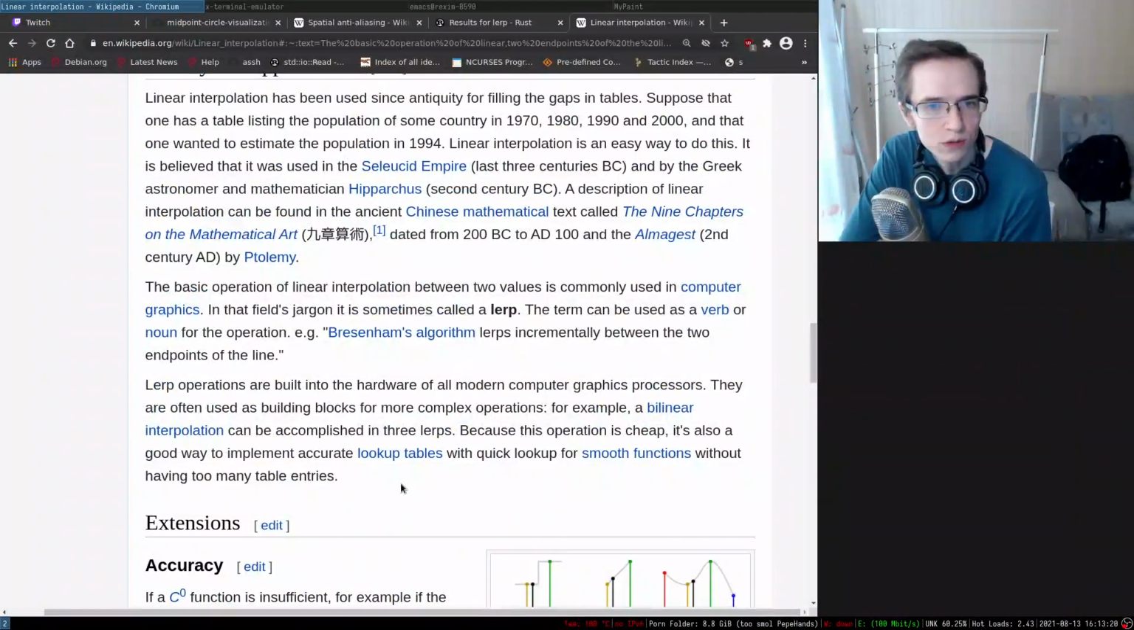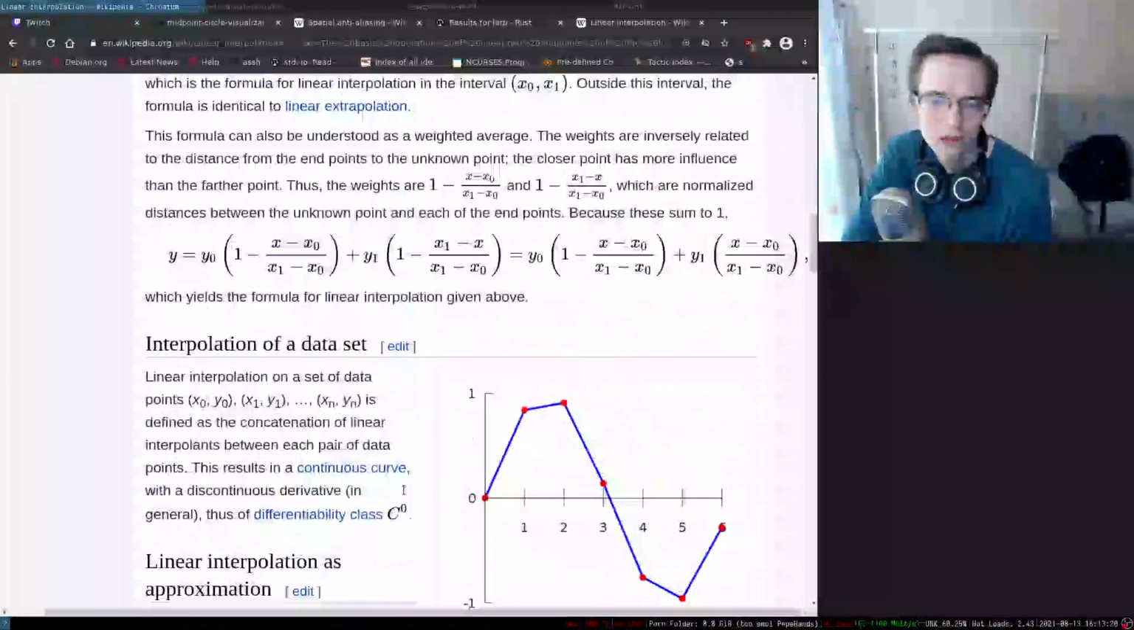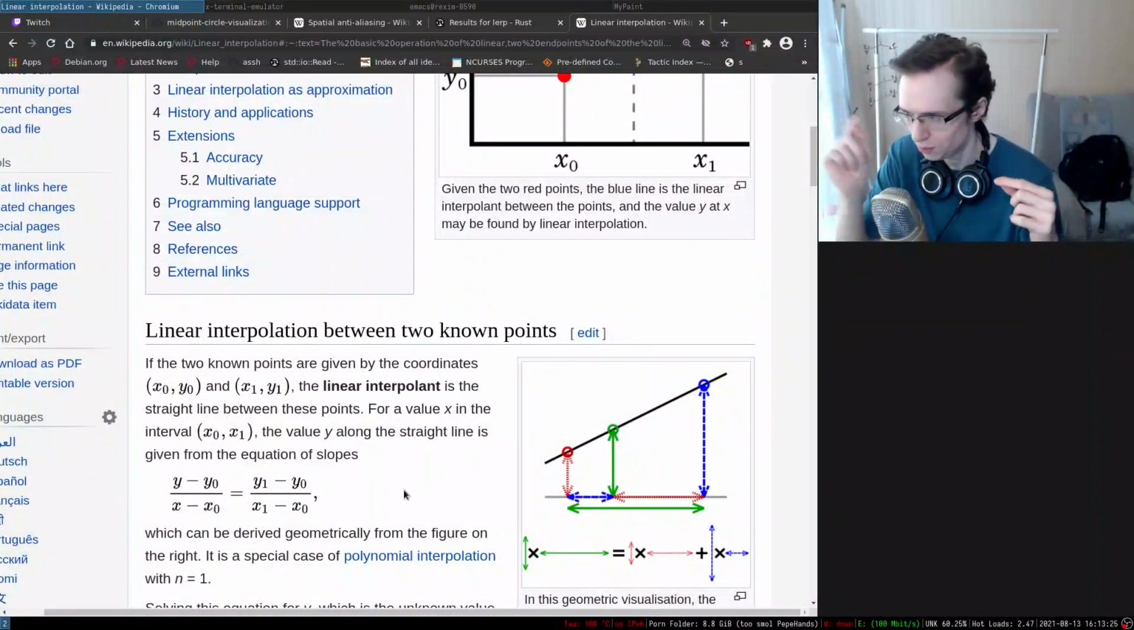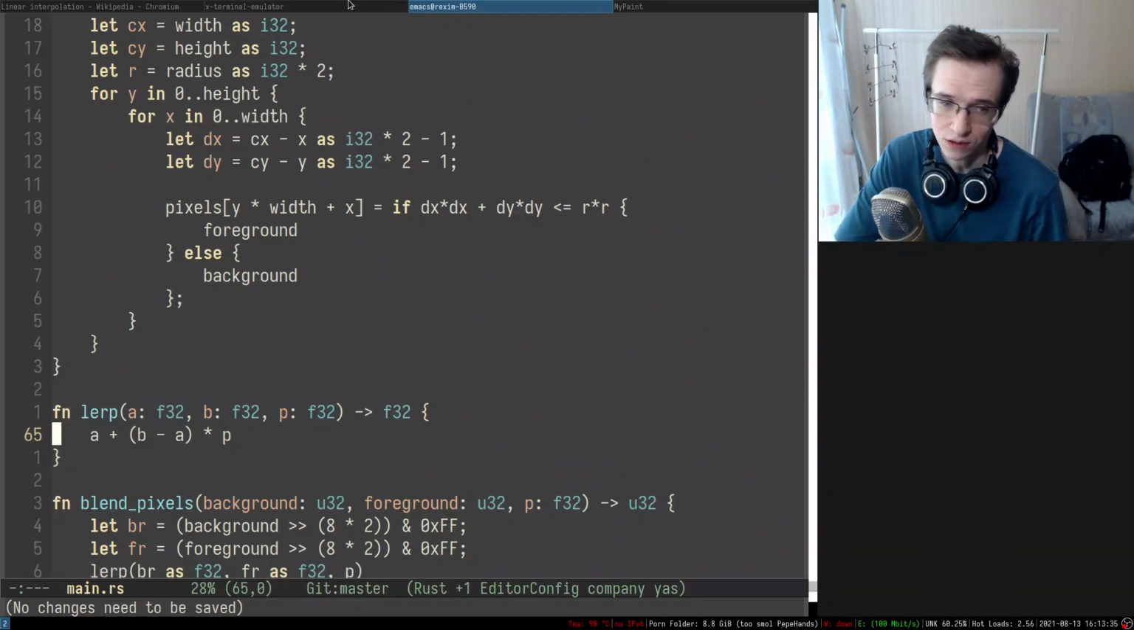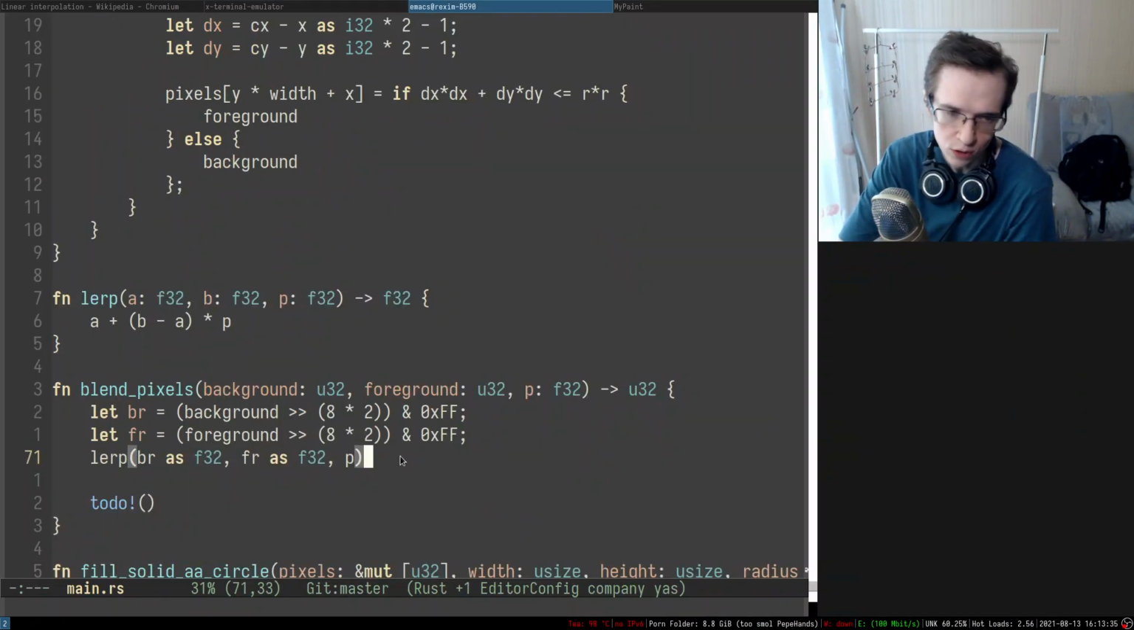So that's the basic operation of linear interpolation between two values. Essentially you take two values and a percentage, and it returns a value between those two values at the given percentage between them. So that's basically what it does. Nothing particularly special. And that's how we blended the colors.